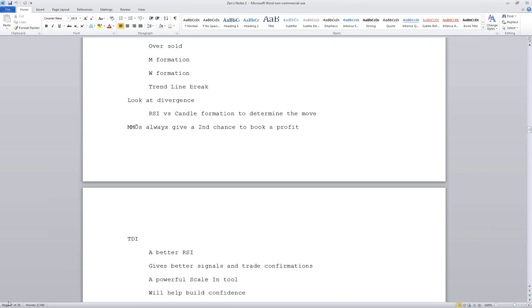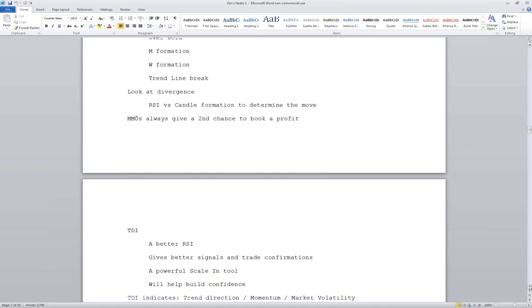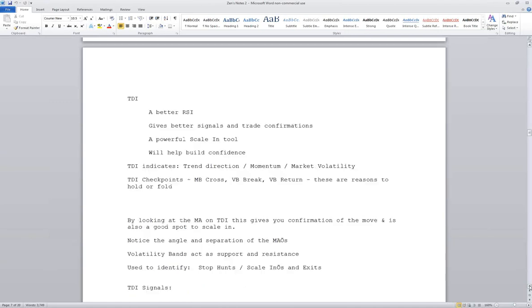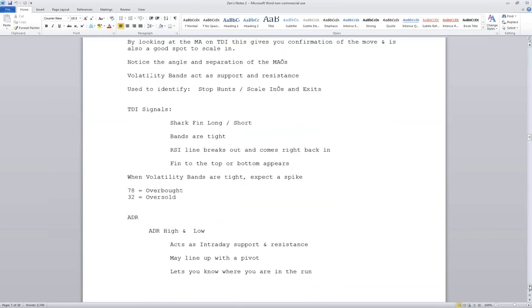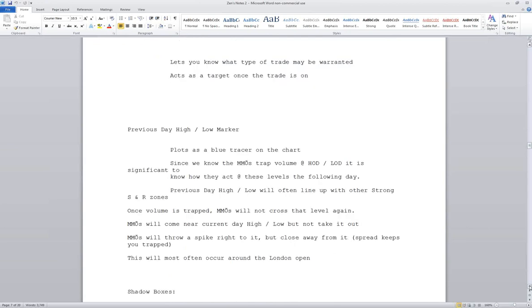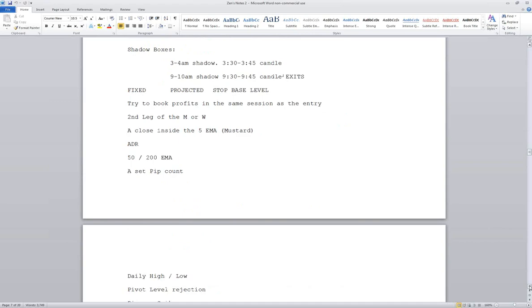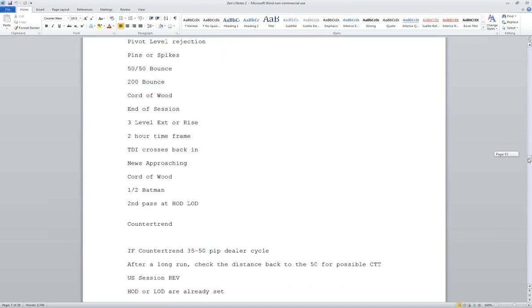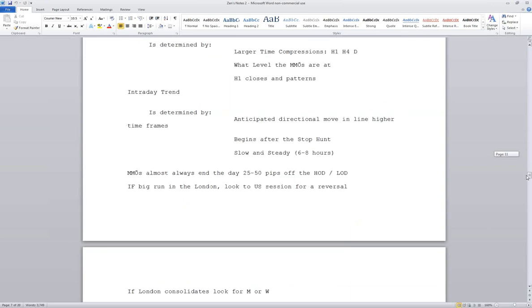I want to take a second here. I want you to look down in this corner. I have 20 pages of notes, and I've condensed this down. Because I printed this out, it's actually 41 pages of material that I've studied. Diane has probably just as many notes as I do, so that I can learn this thing. Let's look a little bit more here. There's some of the TDI signals, ADR, previous day high-low marker, shadow boxes. Just over and over, there's all kinds of stuff here.